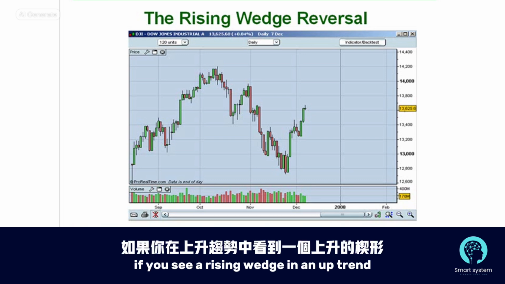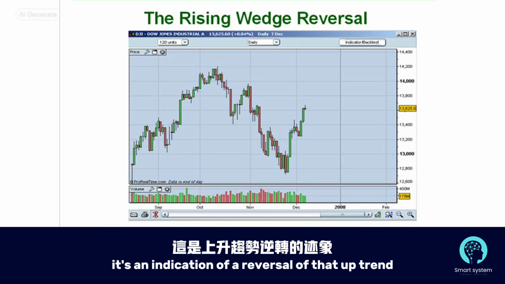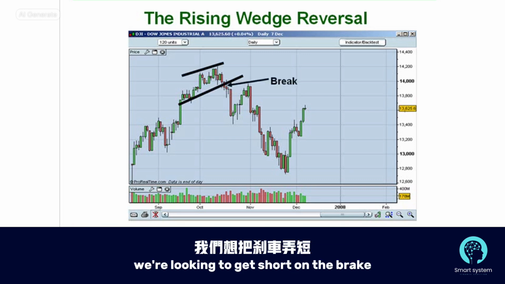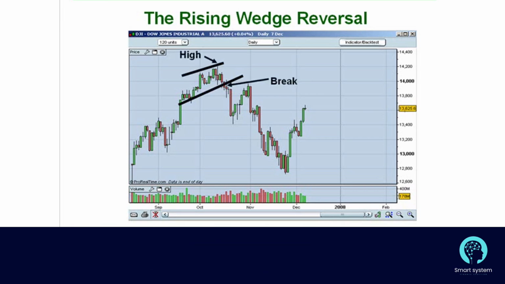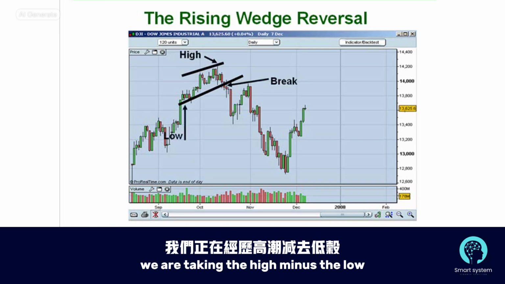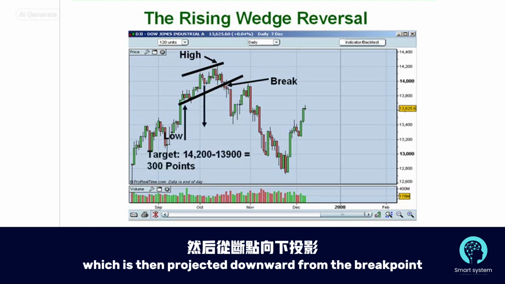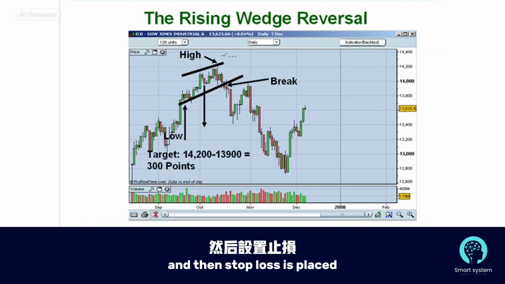Reversal, if you remember: if you see a rising wedge in an uptrend, it's an indication of a reversal of that uptrend. So again here, we're looking to get short. There's our pattern, and we're looking to get short on the break. We take the high minus the low, which gives us our 300 point target, which is then projected downward from the break point. And then the stop loss is placed just above that resistance line.